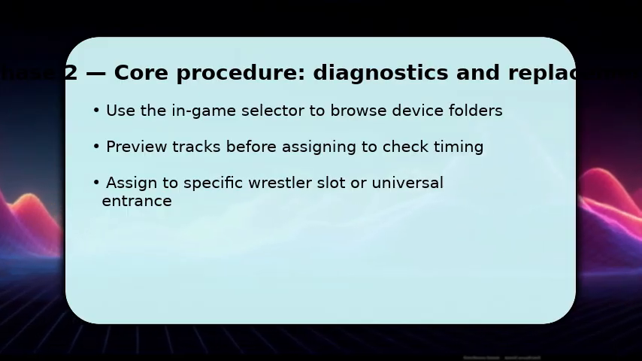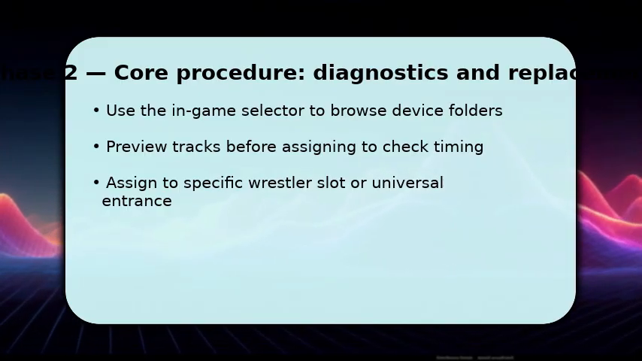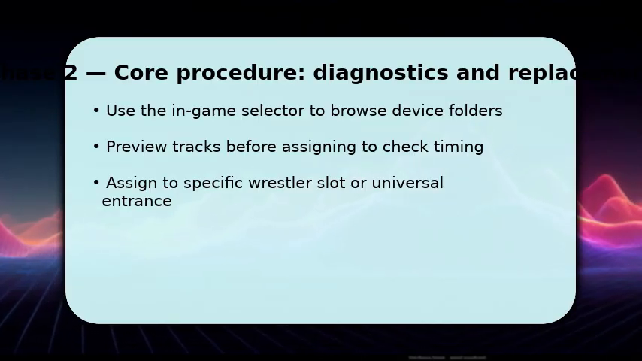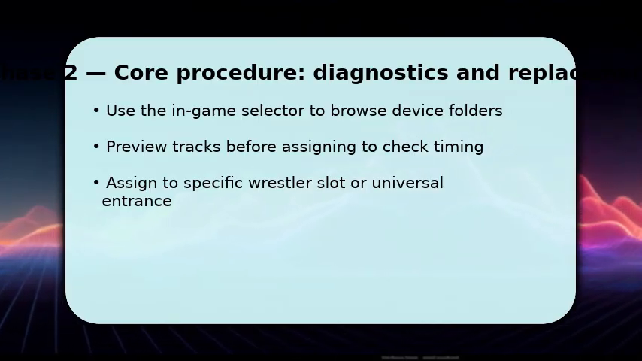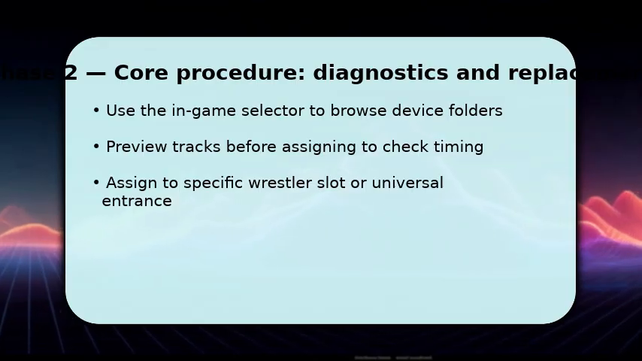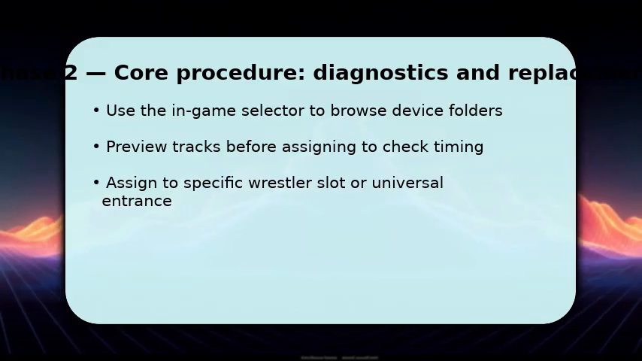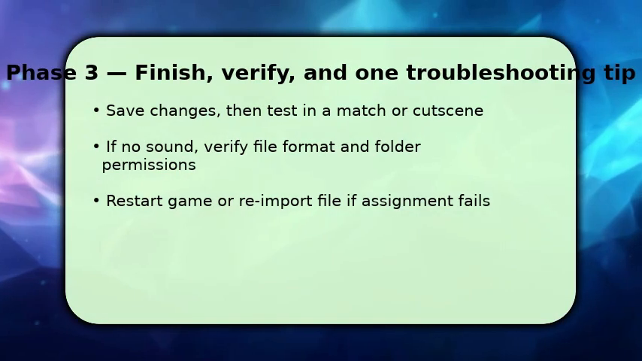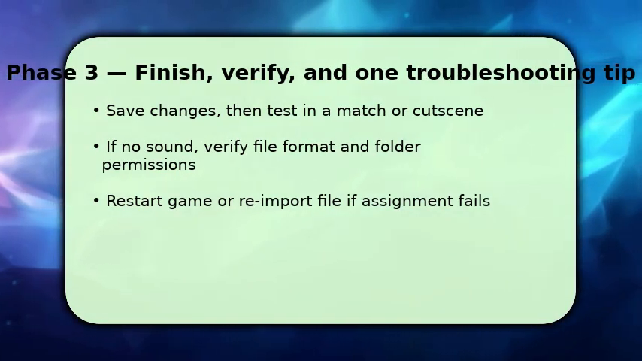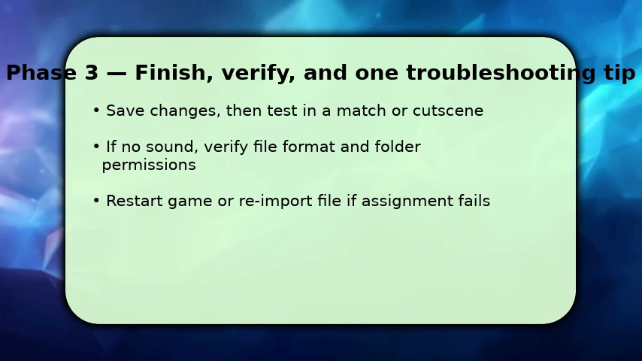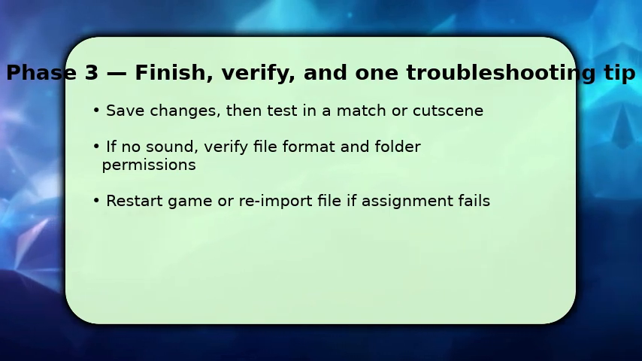Once happy, assign it to the wrestler's entrance slot or to a universal entrance if you want multiple characters to use it. Make sure to save changes, otherwise the selection won't persist after exiting the menu. Finish by testing and confirming the change in an actual match or entrance cutscene. You should save, exit the editor, and trigger the entrance to confirm timing and volume.